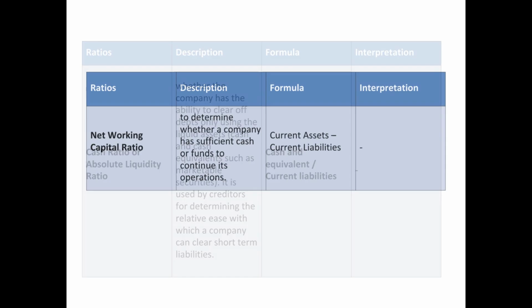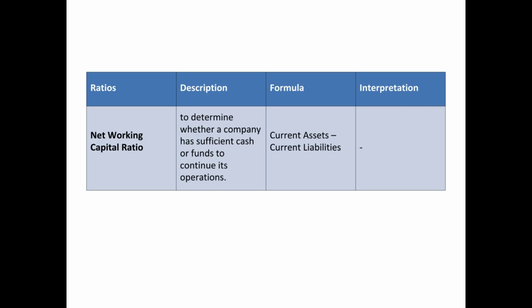Finally, let's discuss the net working capital ratio. This one helps us understand if a company has enough funds to keep operating. The description explains it's to determine whether a company has sufficient cash or funds to continue its operations. The formula is current assets minus current liabilities.